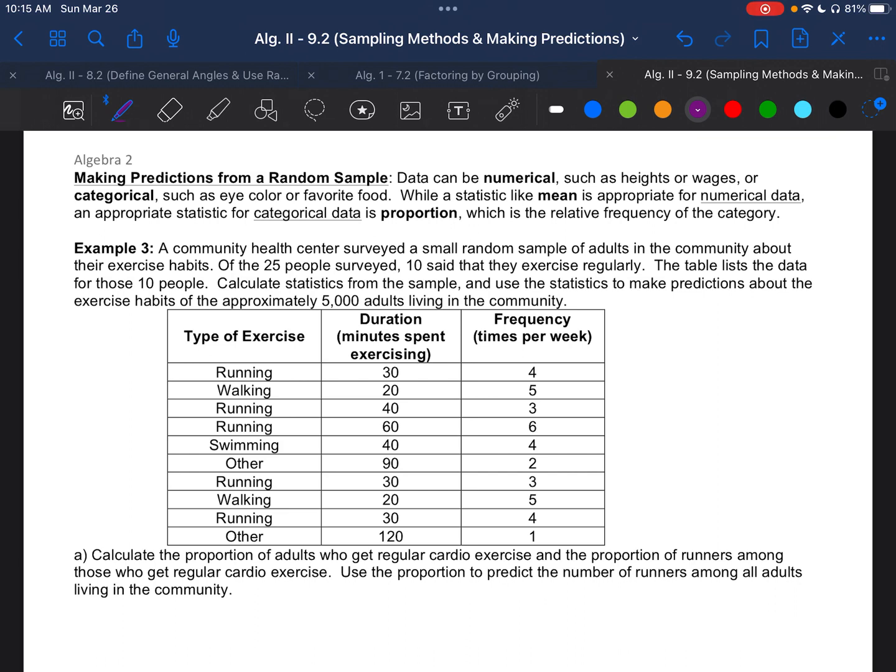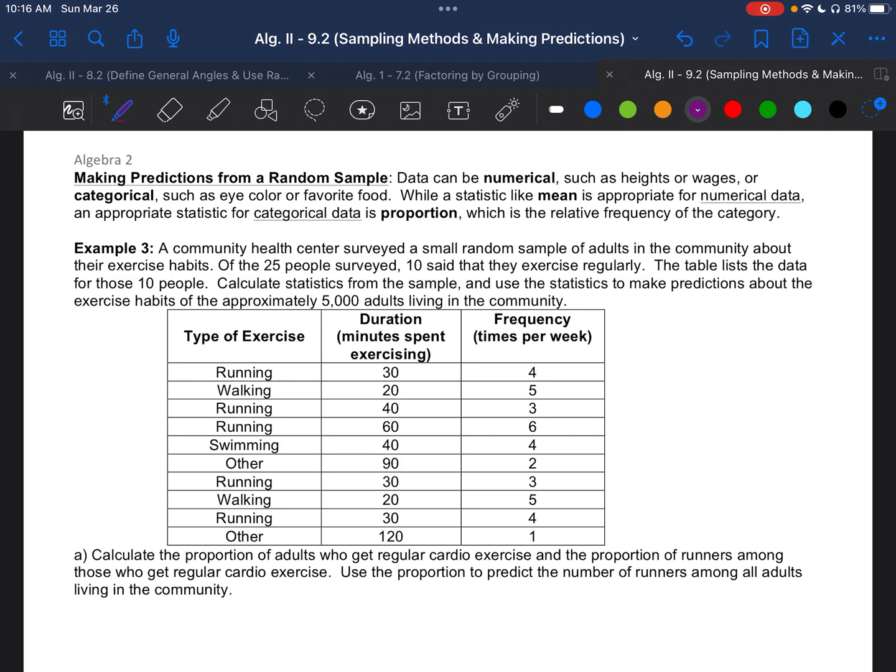Now, while a statistic like mean is appropriate for numerical data, it's not appropriate for categorical. So proportion is what's going to be better for us there. And that's the relative frequency of the category. So it's basically how often it appears compared to the total number of people we have. So it's like how many people prefer soup over salad at a restaurant. Example 3 here.